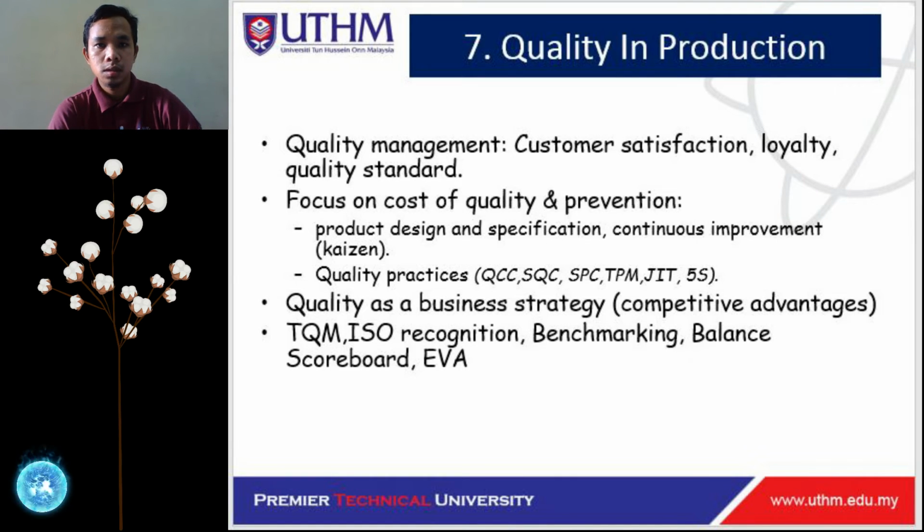Number 7 is quality in production. Quality in production is quality management, customer satisfaction, loyalty, quality standard. Number 2 is focus on cost of quality and prevention. Product design and specification, continuous improvement such as Kaizen. Quality practice such as QCC, SQC, SPC, TPM, JIT, and 5S. Number 3 is quality as a business strategy such as competitive advantage. Number 4 is TQM or ISO, benchmarking, balanced scorecard, and EVA.